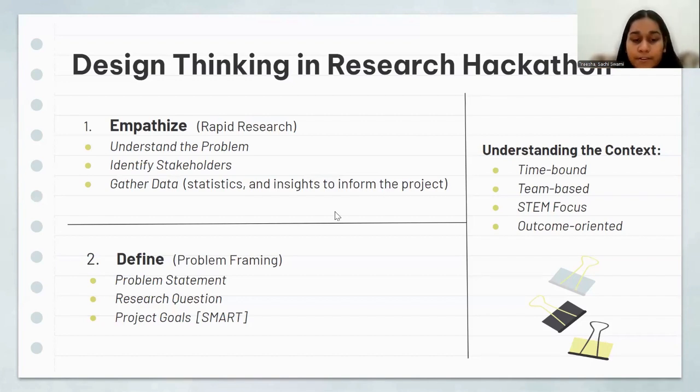Step number 2 is define your problem statement. What exactly is your problem? Who are the people affected by your problem? Where is the problem? And why do you think this matters? After you've done that, you need to develop and formulate a focused research question. And finally, make your project goals in a SMART manner. SMART meaning specific, measurable, achievable, reliable, and time-bound goals.